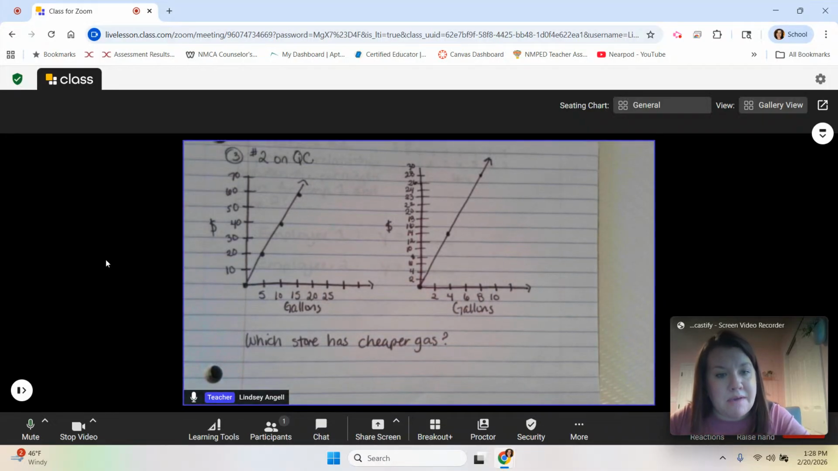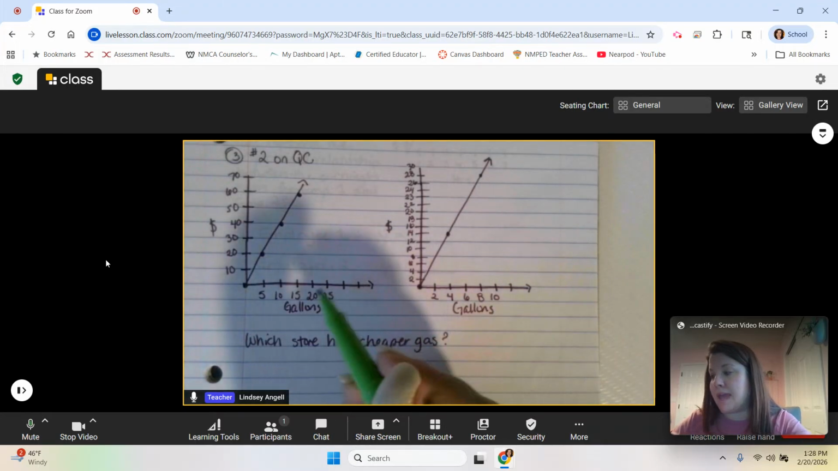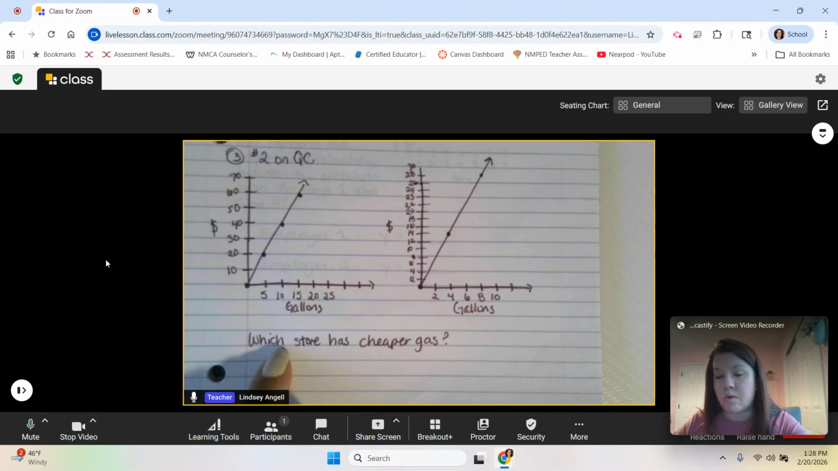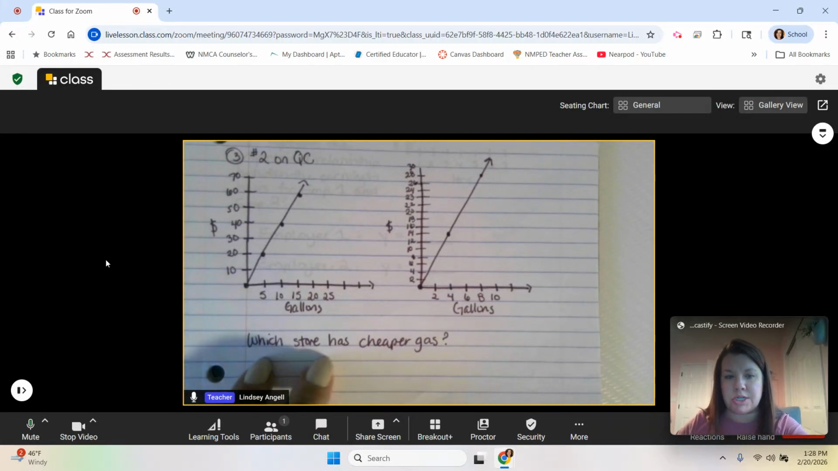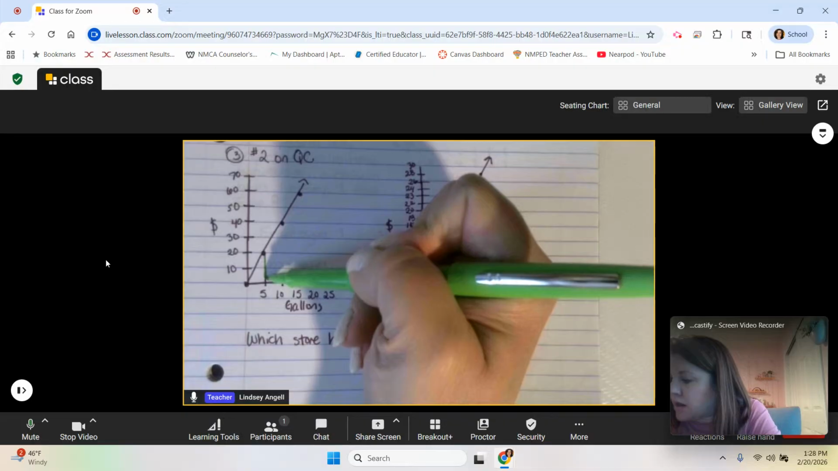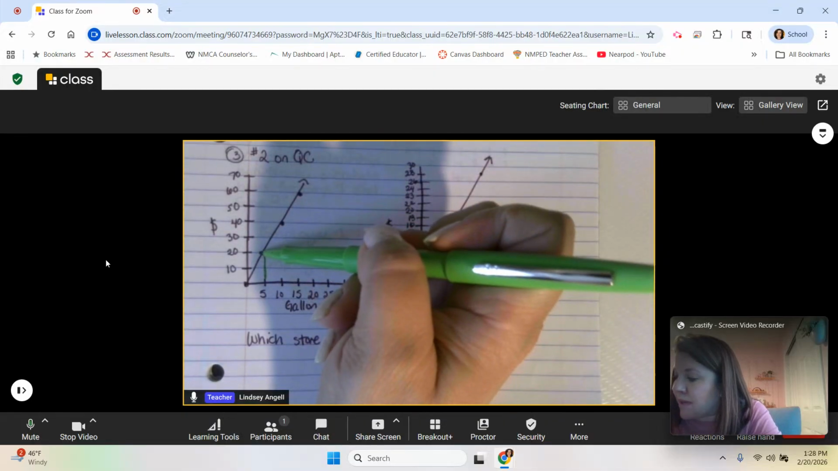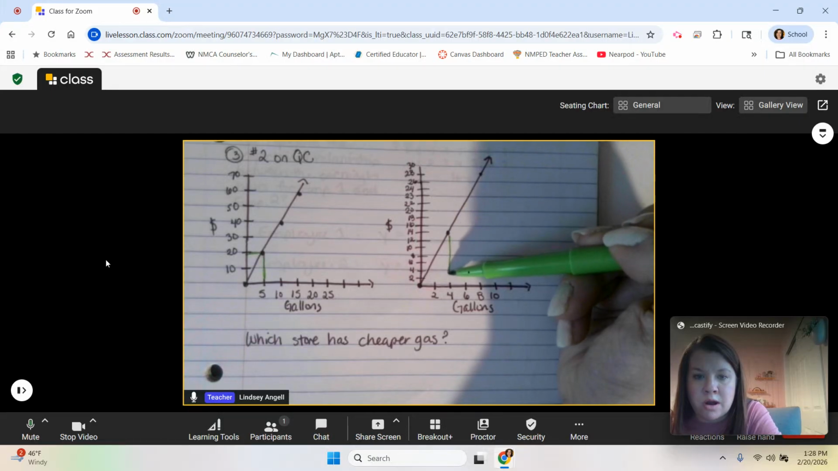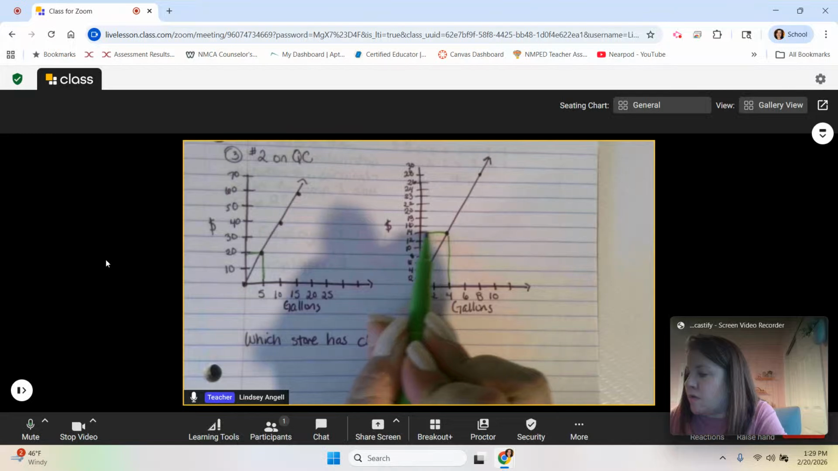All right, this last one that I have for you is problem number 3 that we're doing, but number 2 on your quick check. They've got two graphs set up for us, and it's like how many gallons can we get per dollar, basically. And the actual question is asking which store has cheaper gas? Okay, so notice we're given some points. Like this one, for 5 gallons, we would pay $20. Or over here for 4 gallons, we're paying 14.